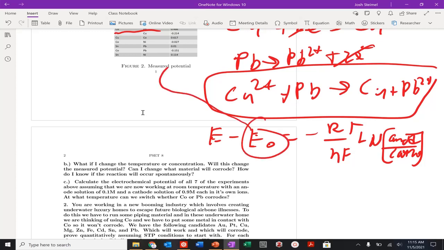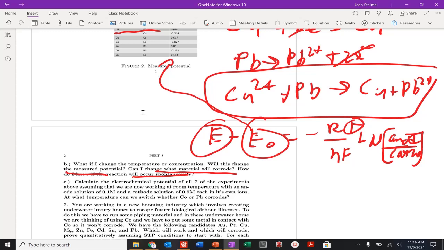E naught is what we have been calculating here at our standard conditions. The E here is at our non-standard conditions. So what if I change temperature or concentration? Will this change the measured potential? Yes. How can I change which material will corrode? Well, I could actually change temperature or I could change compositions. How do I know if the reaction occurred spontaneously?